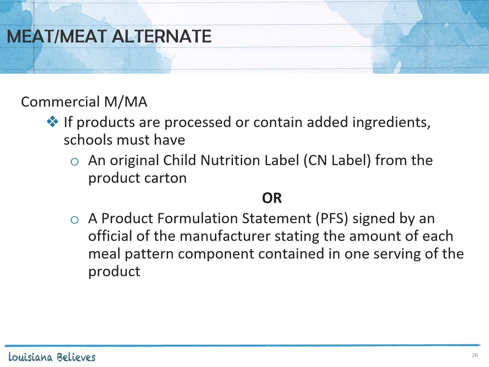To credit as a meat alternate, commercially prepared foods that are processed or contain added ingredients must either have an original child nutrition label for the product or a product formulation statement signed by an official of the manufacturer stating the amount of each meal pattern component contained in 1 serving. Without this documentation, schools cannot use commercially prepared products to credit towards the meat alternate component.